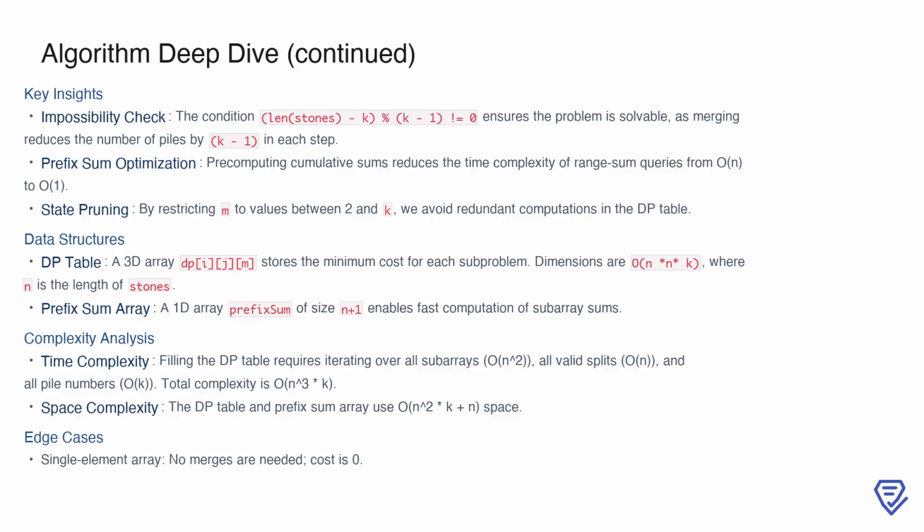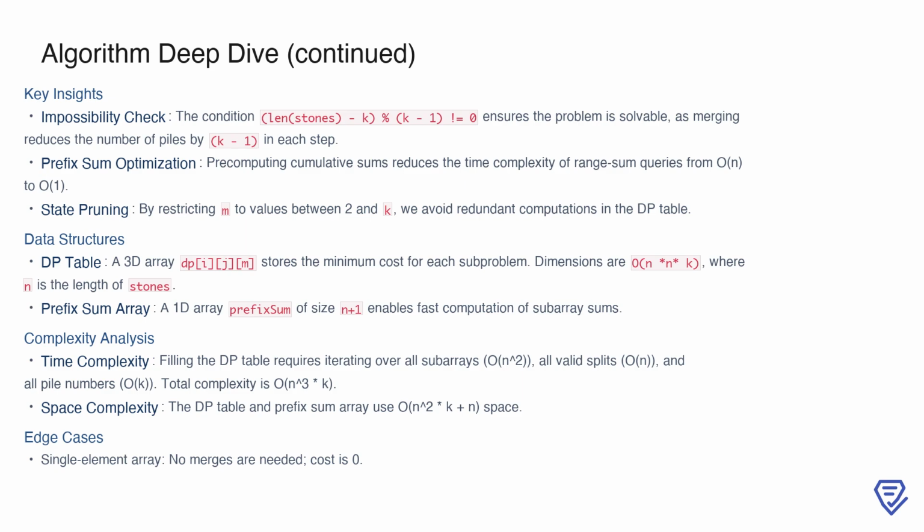Next, pre-computing a prefix sum array allows us to retrieve the sum of any subarray in constant time, significantly optimizing range sum queries. Furthermore, by restricting the number of piles m to values between 2 and k, we eliminate unnecessary computations, reducing the complexity of the DP table.